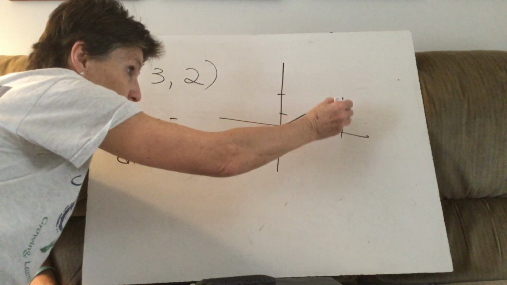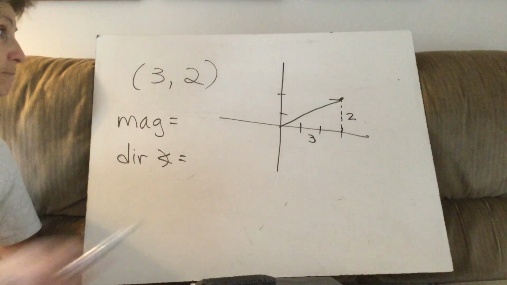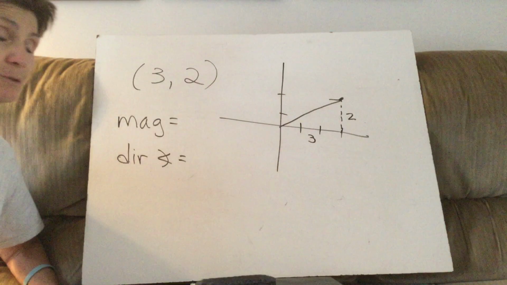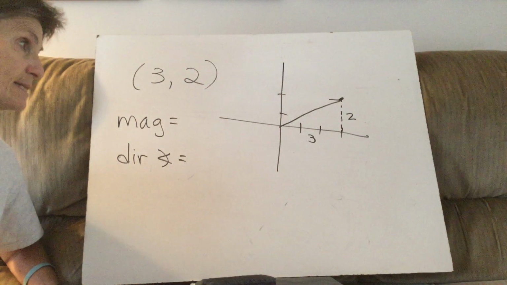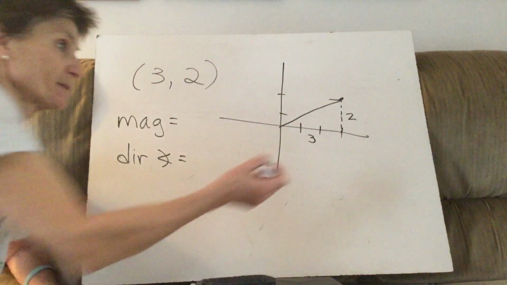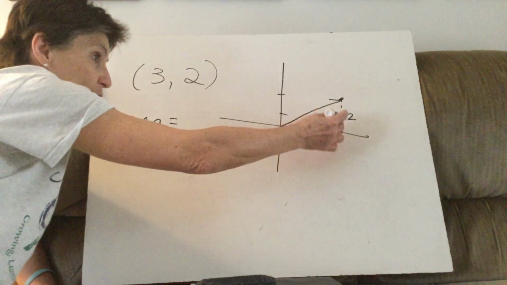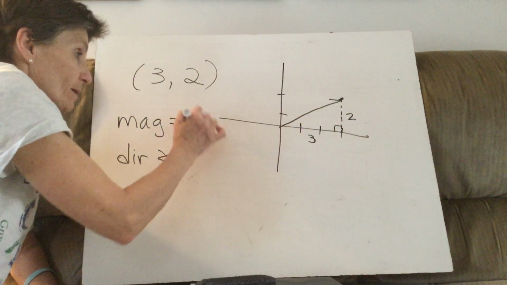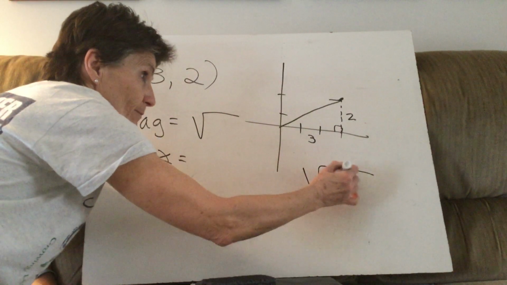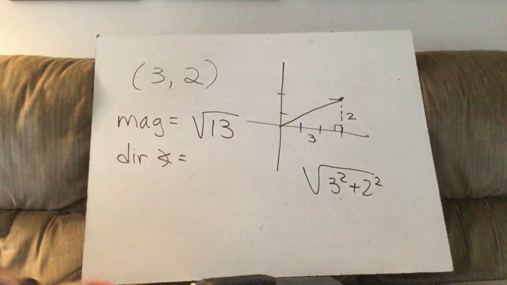I counted over 3 and up 2. This hypotenuse is the magnitude. Well, you've practiced that already. That's easy. How do we find the magnitude? To find the magnitude, we just use the Pythagorean Theorem. So 3 squared plus 2 squared equals c squared. So the magnitude is going to be the square root of 3 squared plus 2 squared, which is the square root of 13. That's the magnitude.